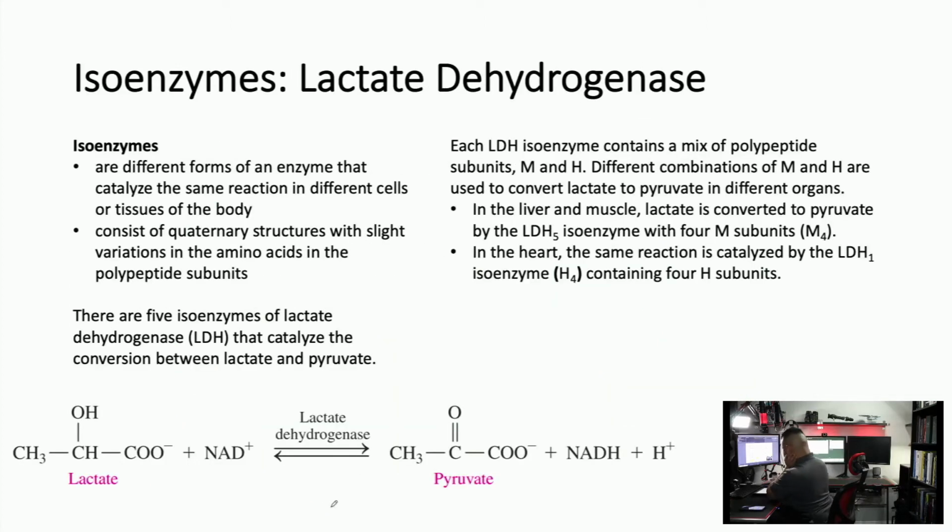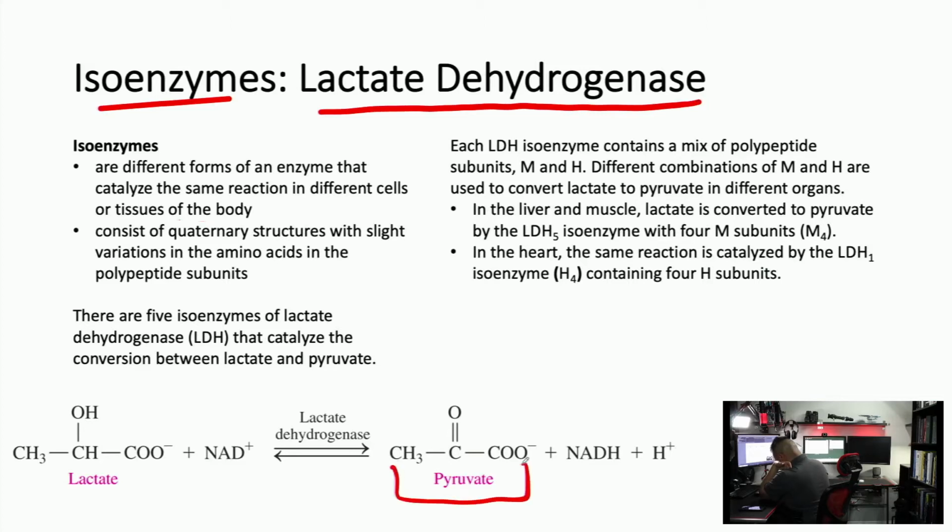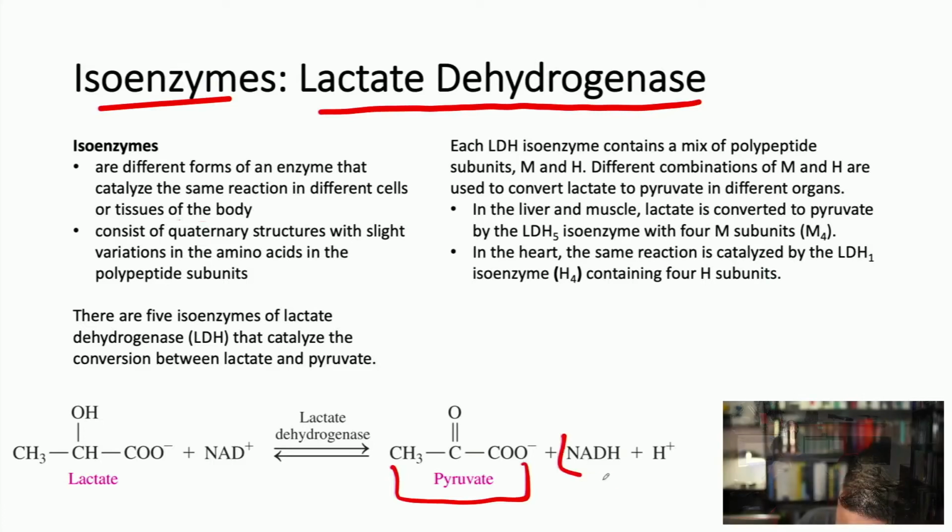So there are also things called isozymes. One is known as lactate dehydrogenase. What lactate dehydrogenase does is oxidize lactate into pyruvate, giving you an NADH, which is just an electron carrier in a metabolic pathway. And there are 5 different isozymes of lactate dehydrogenase. There are 5 of them.